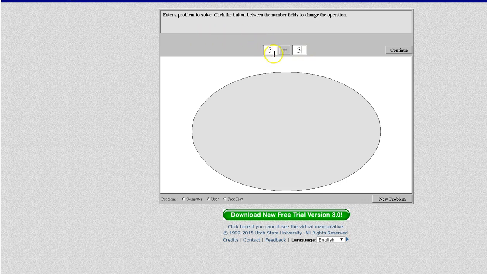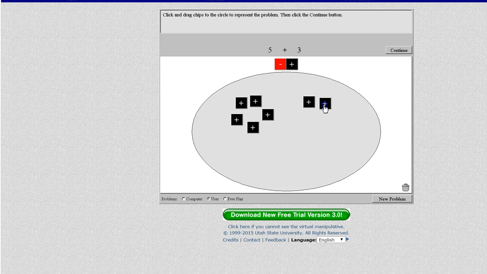Okay, so here's the problem we're creating, 5 plus 3. Now I'm going to click continue. So we're going to click and drag chips to the circle to represent the problem. So notice 5 is positive 5. There's no sign in front of it. So we want 5 of these. And the 3 is also positive, so we have 3 more positive chips.